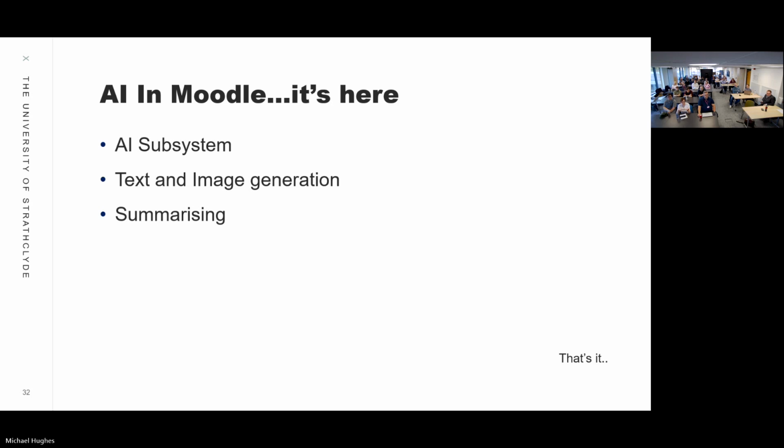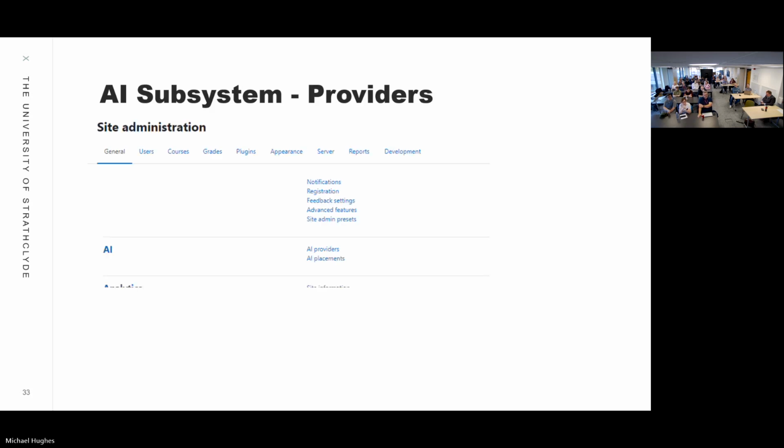Moodle AI is here. How many people have played with it? Right, you don't count and you don't count. So since the last time I stood up here, where Moodle were actually talking about the AI subsystem, it is now in Moodle 4.5. It's released code now. They have released basically the subsystem, text and image generation, and summarizing. And we'll very quickly segue through these just so everybody knows what's happening.